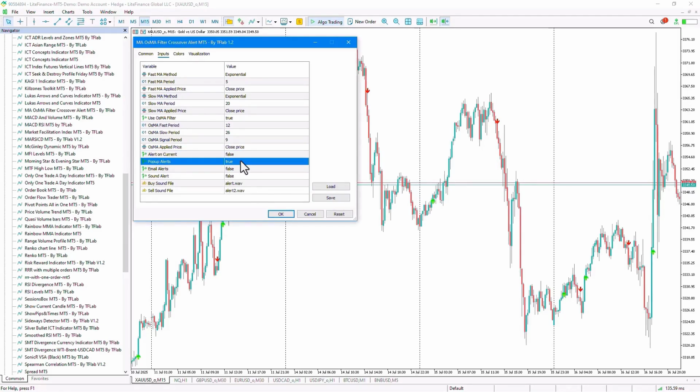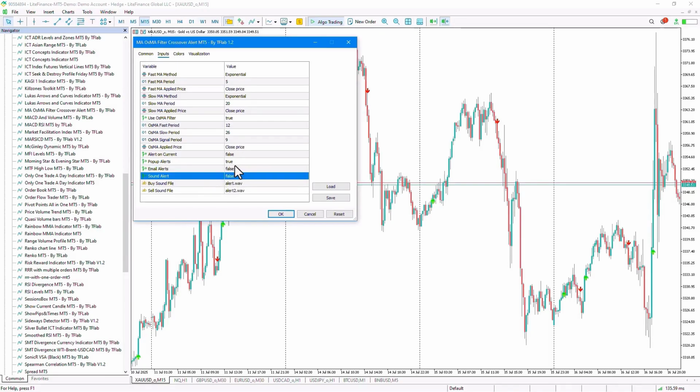In the next option, we can enable or disable pop-up alerts. In this next section, we can enable or disable email alerts, and if we set this option to true, we need to have completed the email settings in the Tools section under Options.